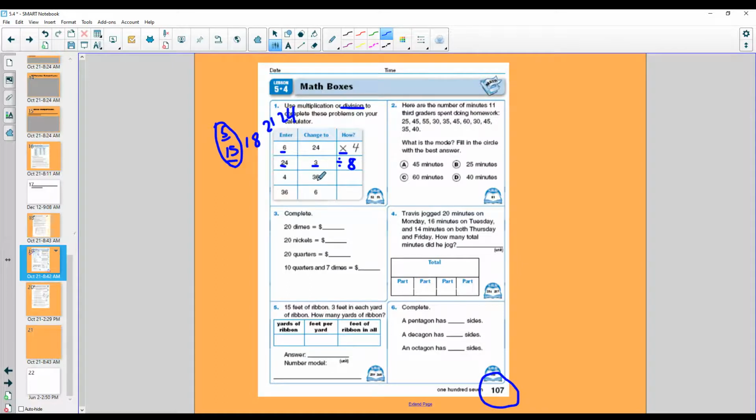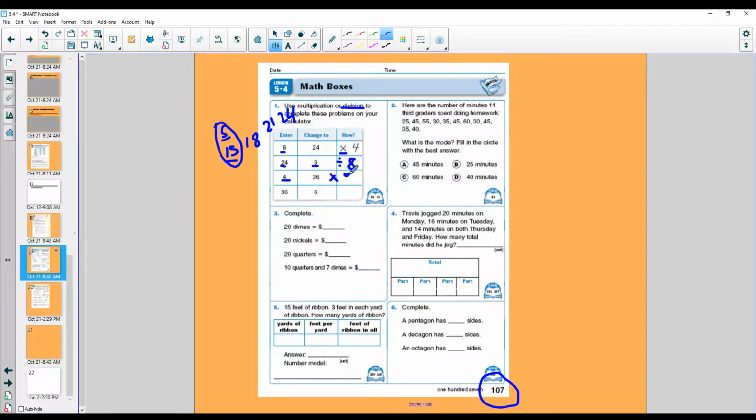4 times what is 36? Well, this is going to have to be a big one. I know 4 times 10 is 40, so let's try 4 times 9. Use your 9 trick on your fingers and see if that's what it equals. Yes, times 9. Remember, it goes from small to big, so we know it's multiplication.